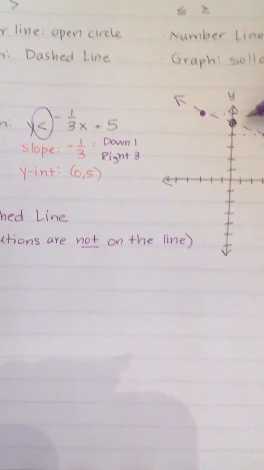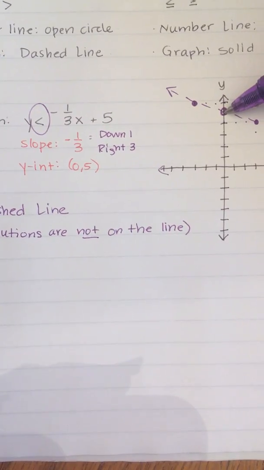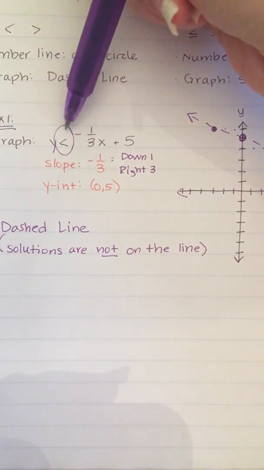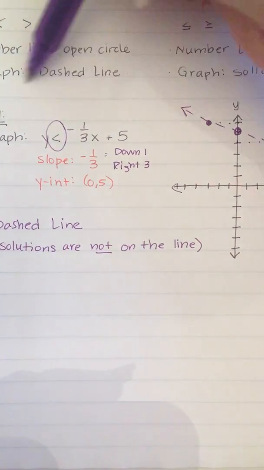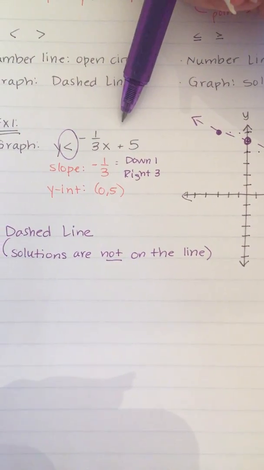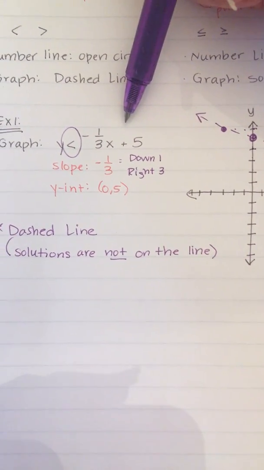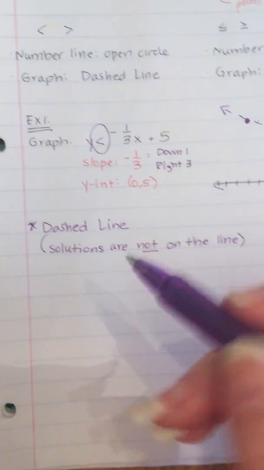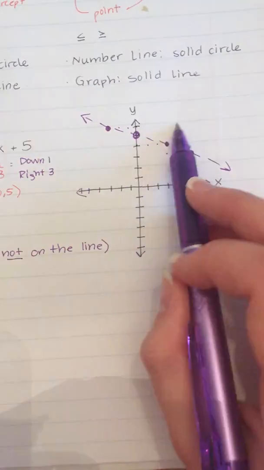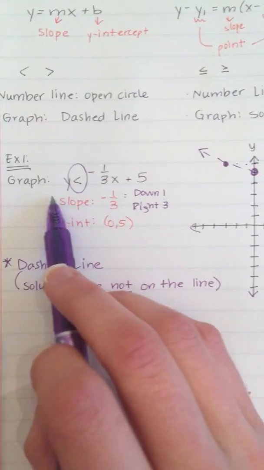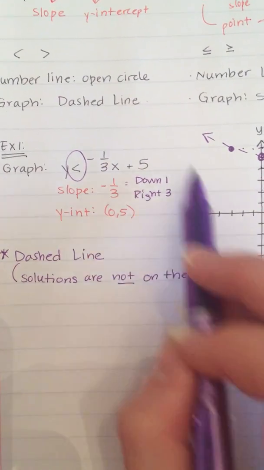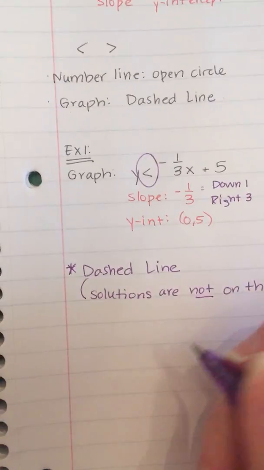So if I were to pick, let's say, 0, 5, and plug it back into this inequality and then simplify, I would get a false inequality. I would get a false statement. So we need to figure out what coordinate points would actually work for this inequality if you were to plug it back in.